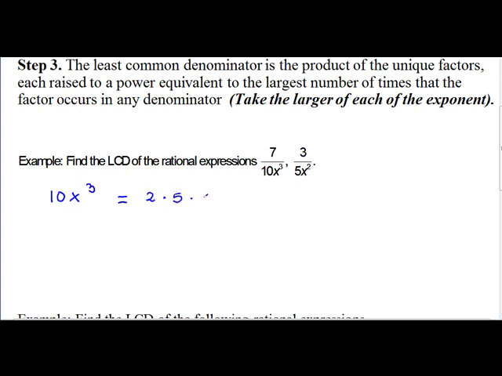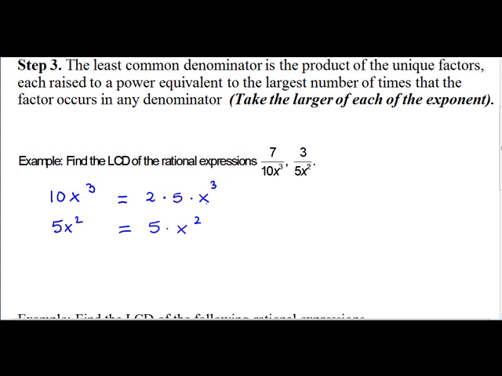And then times x cubed. Now for a variable, I like to keep it like that. I find it easier to keep the x cubed like this. For 5x squared, which is the second denominator, 5 is a prime number, so all you have to do is copy this over. There's nothing you can do about the 5 times x squared.